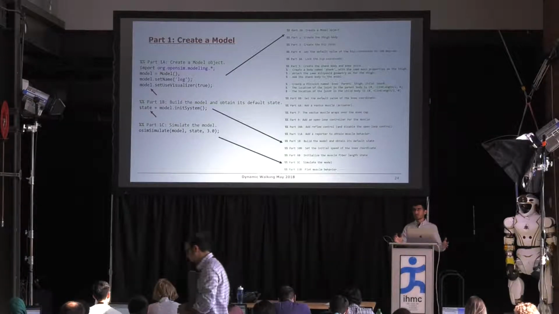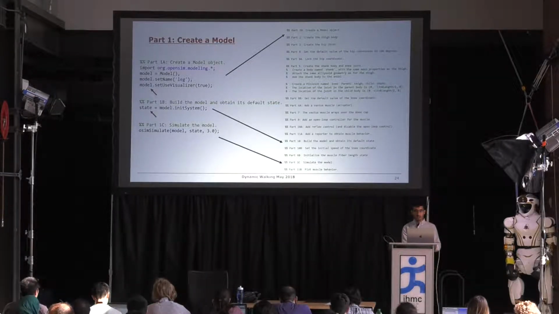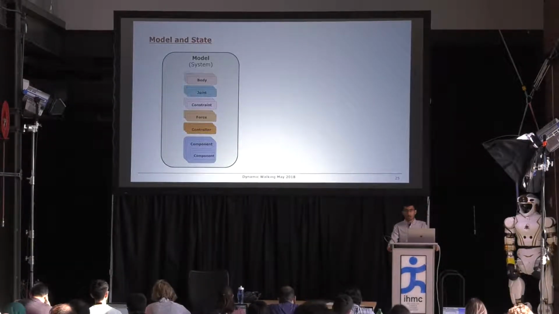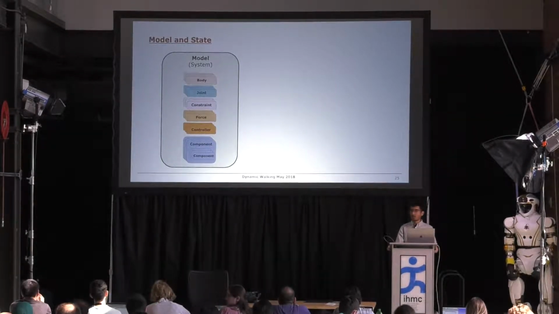So the two most important variables in OpenSim are the model and the state. So I want to talk a little bit more about these variables. So what's an OpenSim model? An OpenSim model is a bag of components. The most common types of components are shown here.